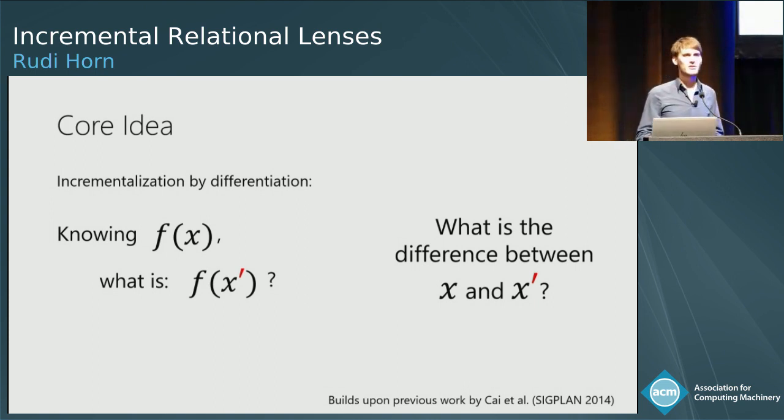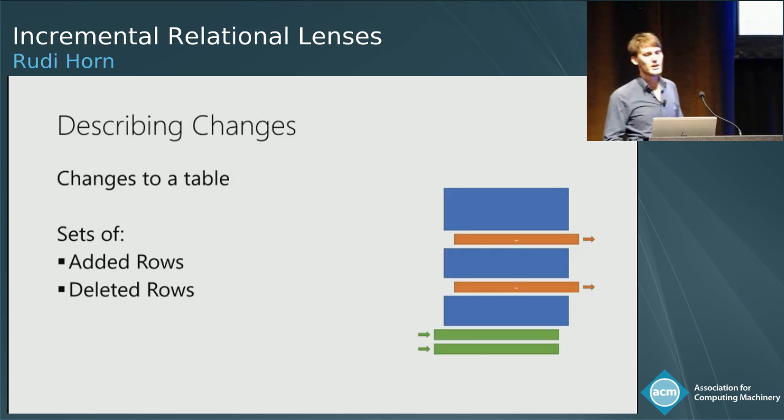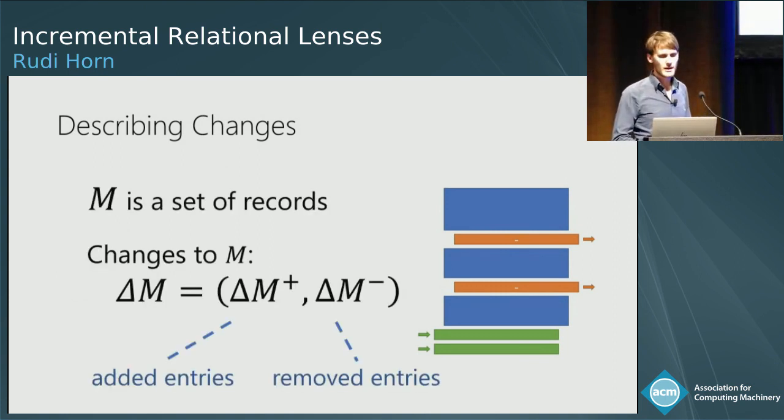And so the question we're trying to answer is, if we know f of x, what is f of x prime? And this is basically the concept of incrementalization by differentiation. So the first question was, well, okay, what is actually the difference between x and x prime? And in our case, we can describe changes as, given a table, we can add and remove rows, and so we'll describe changes as sets of added and deleted rows as well. And this we'll call delta m, which contains delta m plus and delta m minus for those two parts.